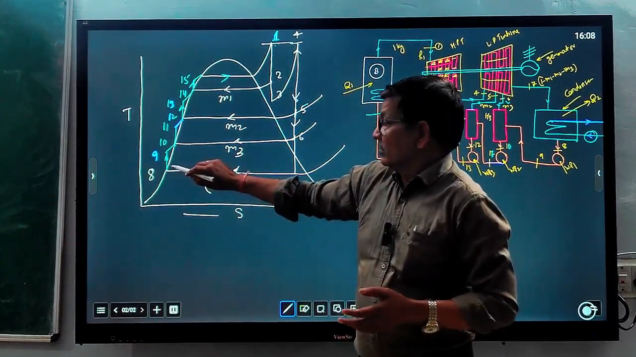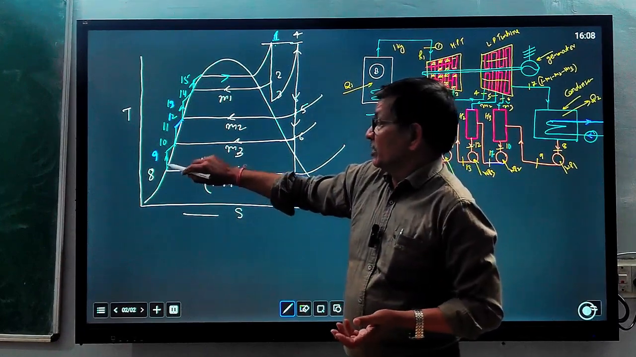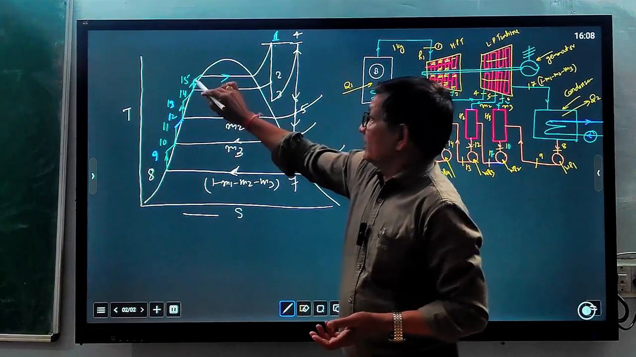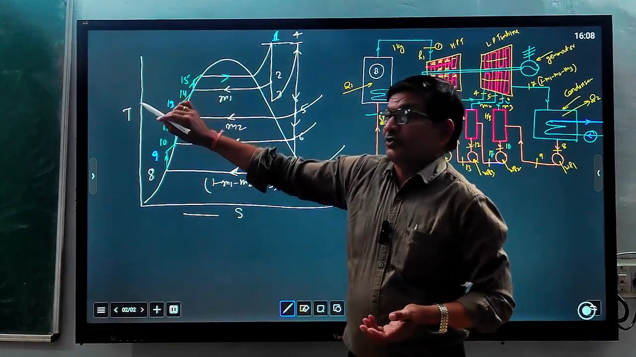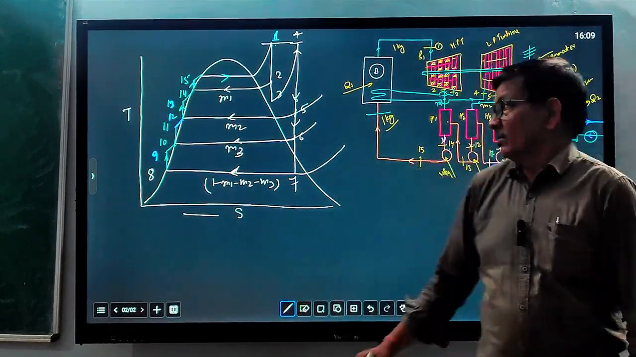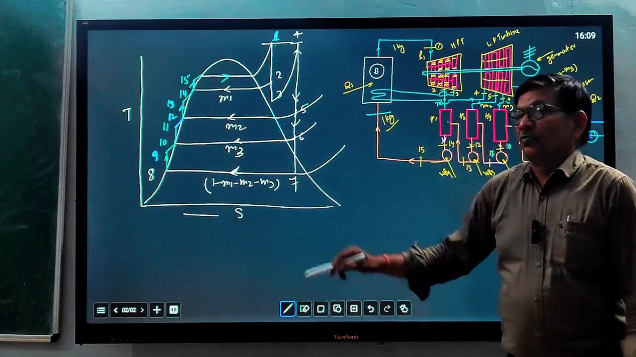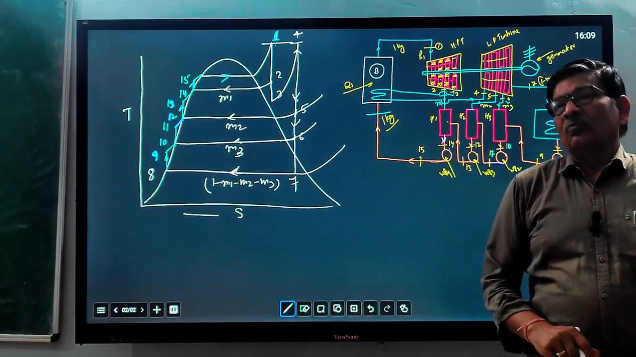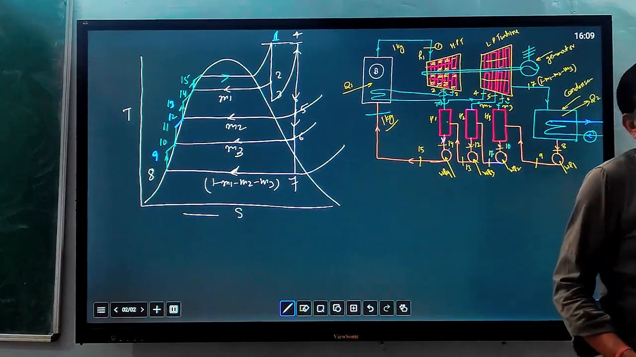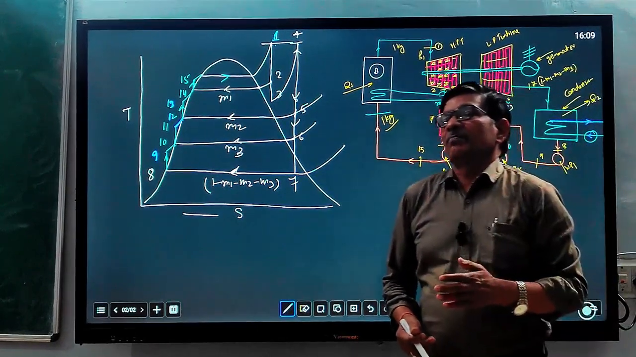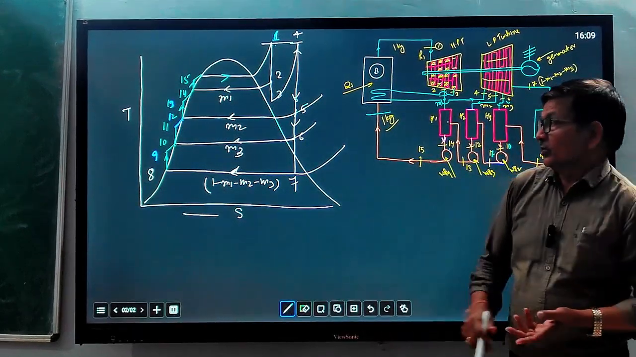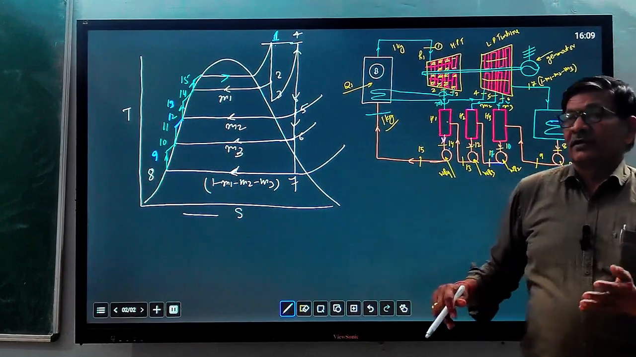But due to incorporation of regenerator and reheater, the heat addition process will start from 15 to 1. At this point, the temperature of the saturated liquid will be more than 120 degrees centigrade at very high pressure, because this cycle works at very high pressure, 20 megapascal, 30 megapascal, which means up to 200 times the atmospheric pressure. With this huge pressure, we can increase temperature.